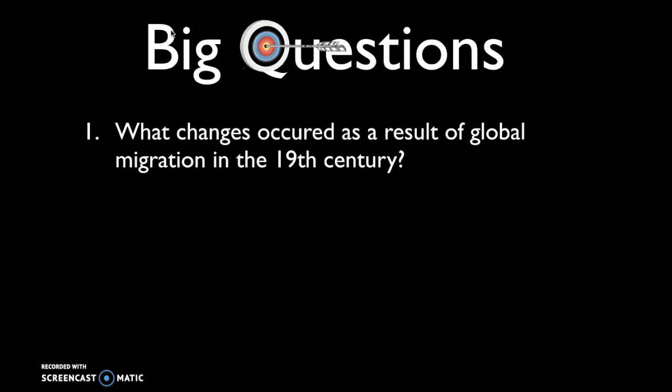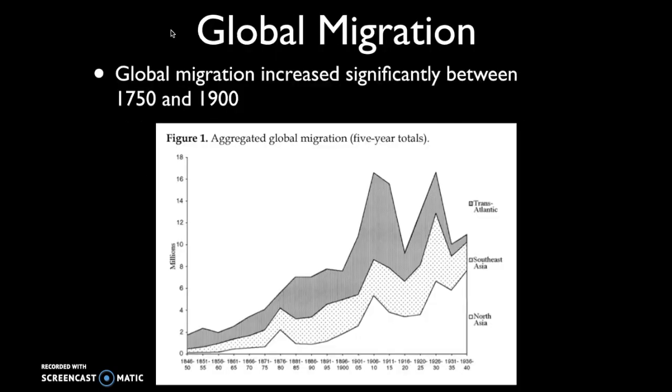So the big question you should be able to answer after watching this video is: what changes occurred as a result of global migration in the 19th century? So global migration is going to increase significantly worldwide between 1750 and 1900. So this is in period 5 of AP World History.